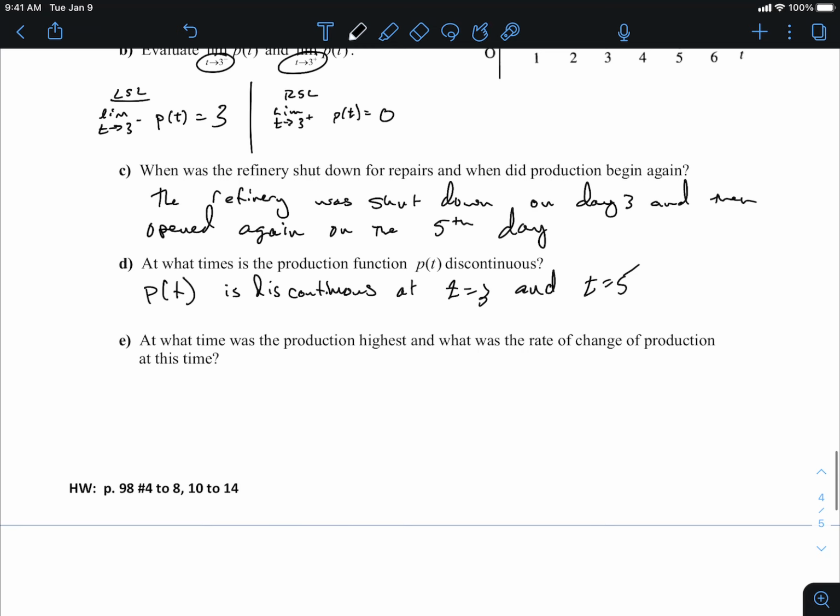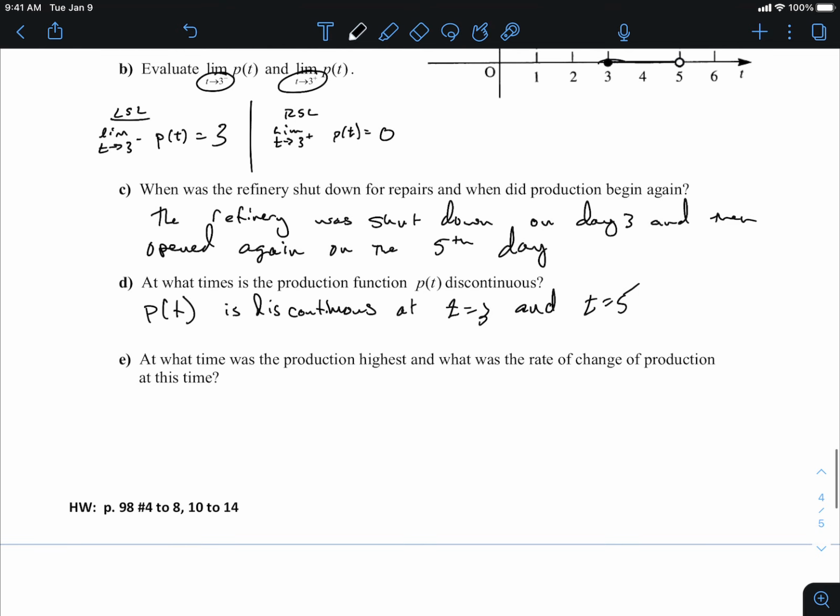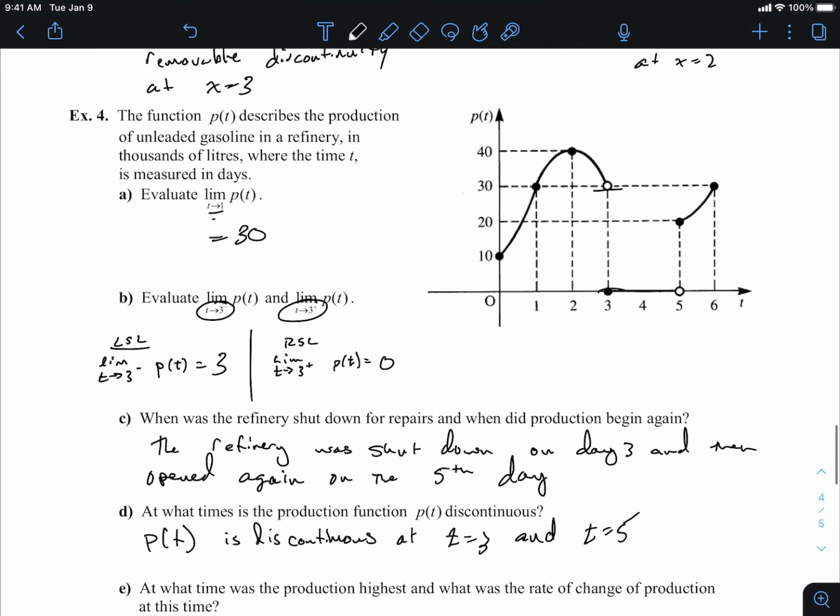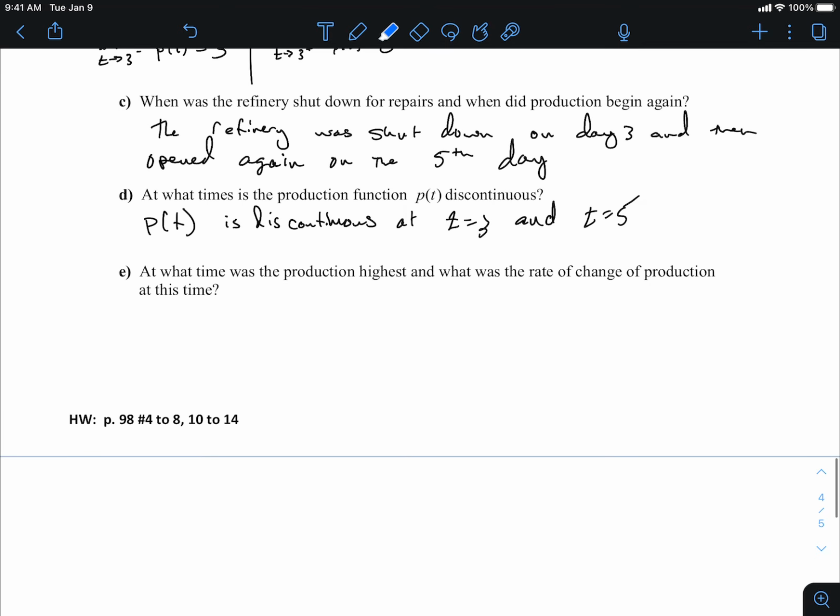And then we can say, well, what time was production highest and what was the rate of change of production at this time? Okay, well, if we were to look at the actual graph, it looks like the production is highest here, right? And remember, P of T is production, right? So production was highest at T equals 2, on day 2.